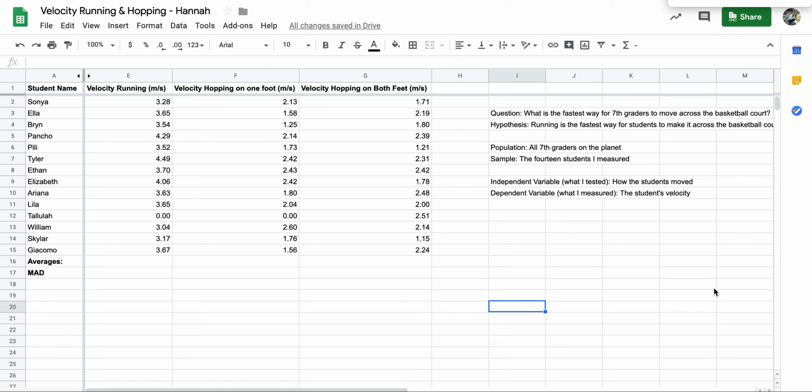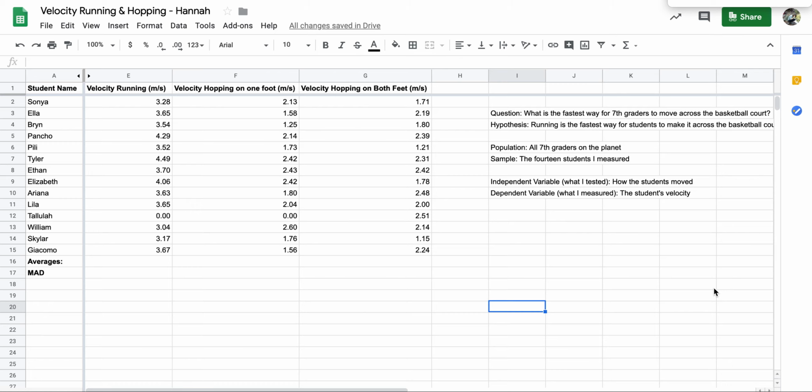And I collected some data from about 14 of my students. Now, in this experiment, I had an independent variable, what I was testing. That was the different ways in which my students moved: running, hopping on one foot, or hopping on both feet. And I had a dependent variable, that was what I measured, that was the student's velocity.